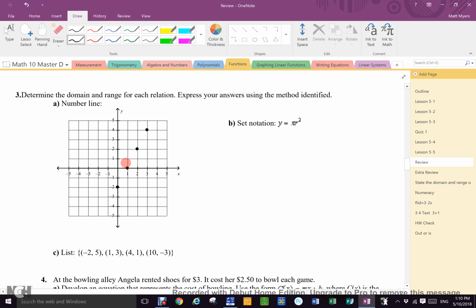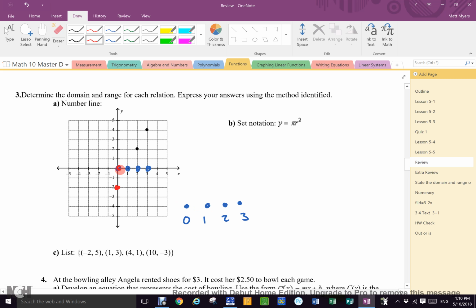As a number line, where is domain? X's or Y's? X's. That's the number line. 0, 1, 2, 3. And every one of those is included. Is anything in between? No. So, done. What's the range?